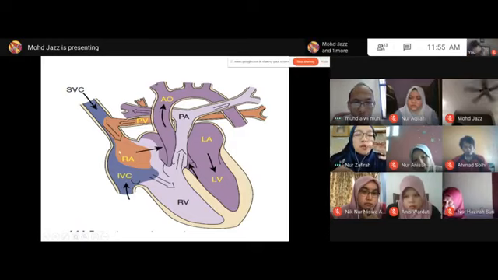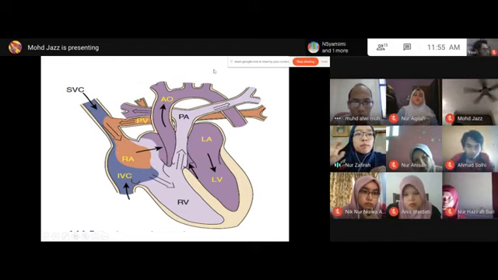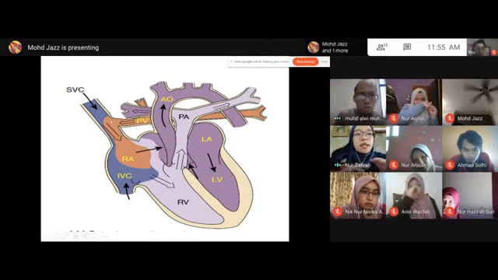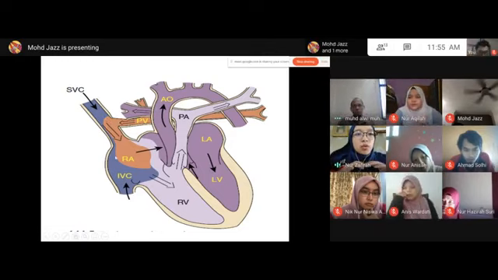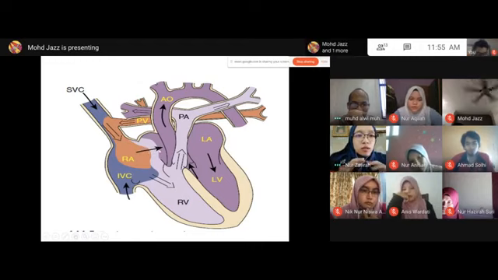So the blood flow from the lungs goes into the pulmonary vein, which is the oxygenated one. The oxygenated blood will combine with the deoxygenated blood in the right atrium. So there is mixing of both bloods in the right atrium.